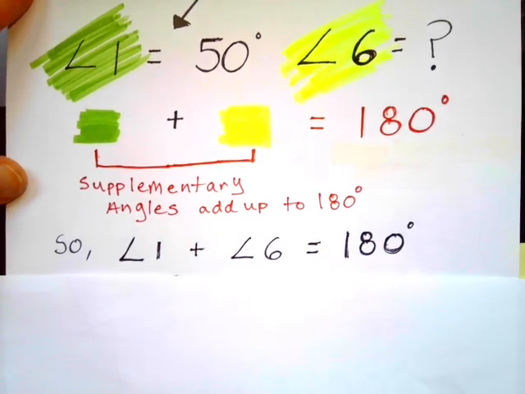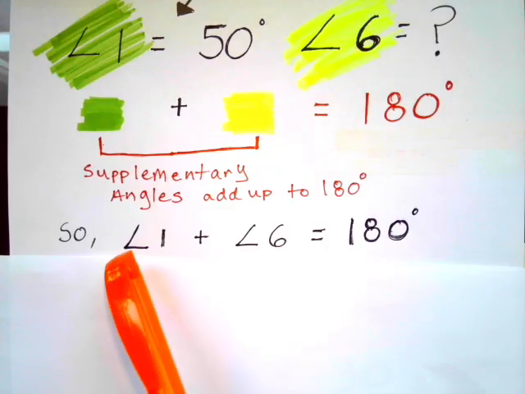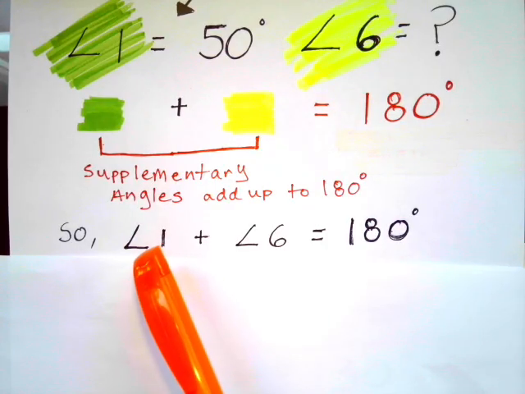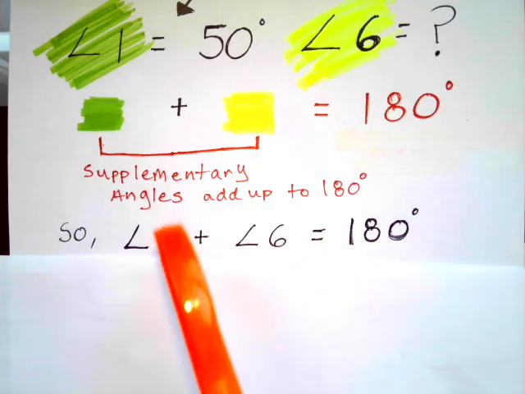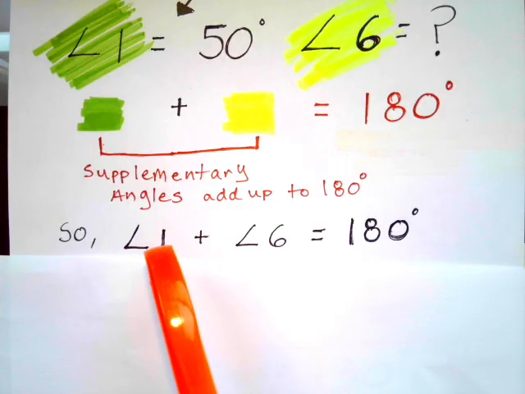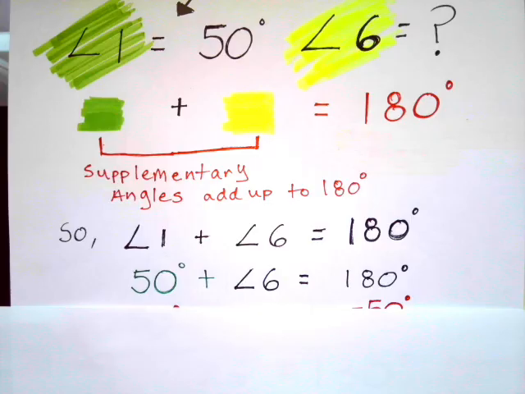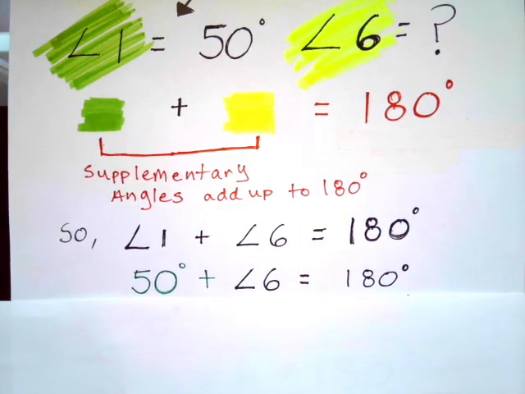So I am going to substitute the value of angle 1 because I know they are supplementary angles. And supplementary angles add up to 180 degrees. And if angle 1 is 50, I'm going to put a 50 right here where I see that angle 1. Then I can solve algebraically in order to determine what that missing value of angle 6 is, right? So I have a one-step equation. 50 plus angle 6 will equal 180 degrees.